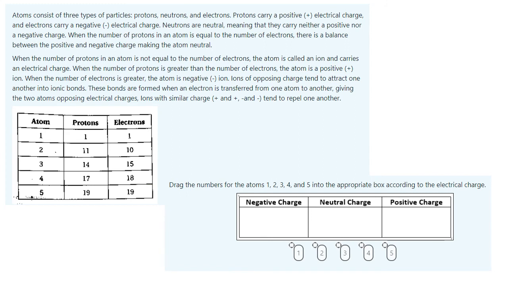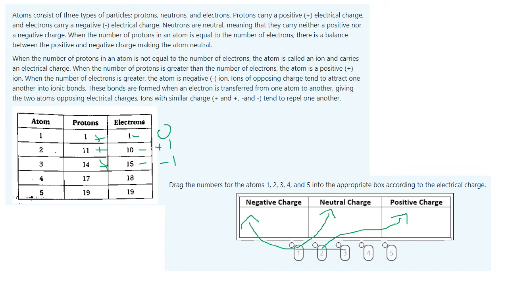And so for the last one, we need to put these atoms into the correct boxes. So number 1 is +1, -1, so it's got no charge. So number 1 goes into the neutral box. Number 2, +11, -10, so a +1 charge. So number 2 would go into the positive box. Number 3, +14, -15, so this would be -1. So number 3 will go into the negative box.